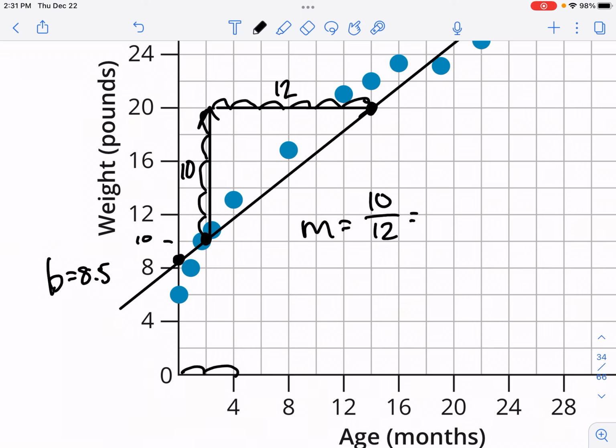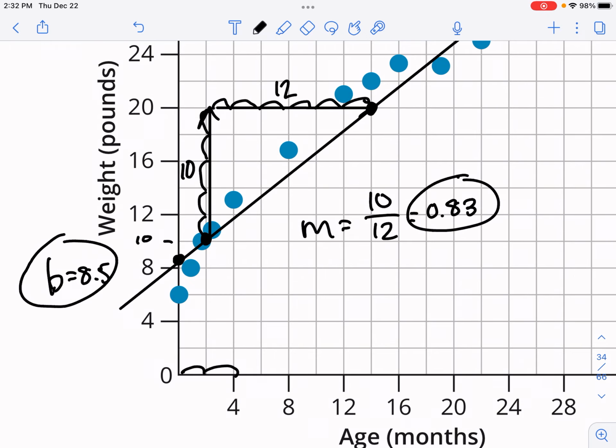And then 10 over 12, what is that simplified to? Right, it's a proper fraction, but if you plug this into your calculator, I'm going to round to the nearest hundredths place. We'll put 0.83. It's actually a repeating 3, but we'll round that. So this is our slope.